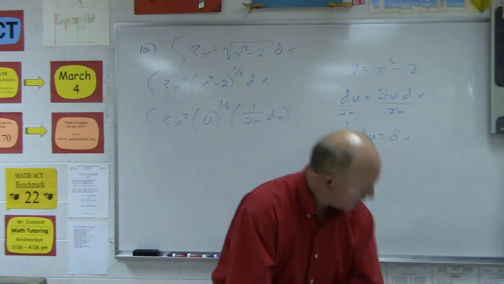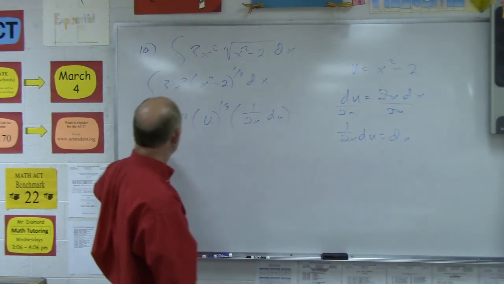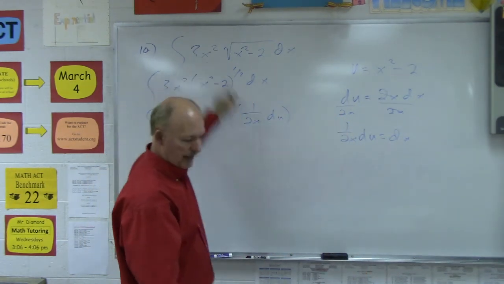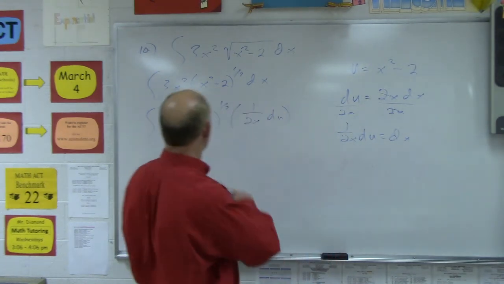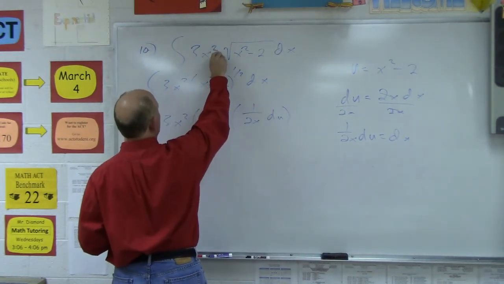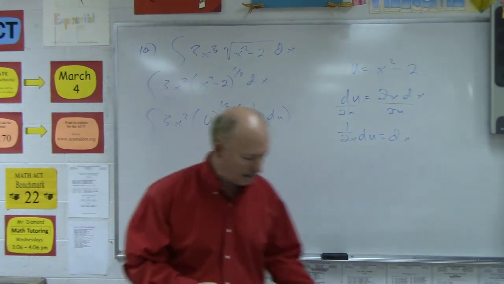Let's see, wait just a moment. I think I rewrote this. This is actually supposed to be 3x to the 3rd power. So this is actually to the 3rd power. It's pretty bad. I can't read my own writing sometimes.